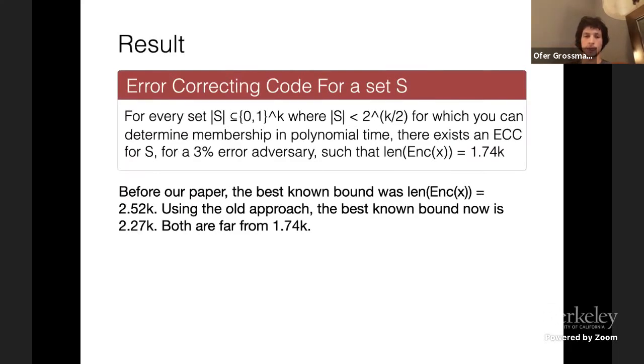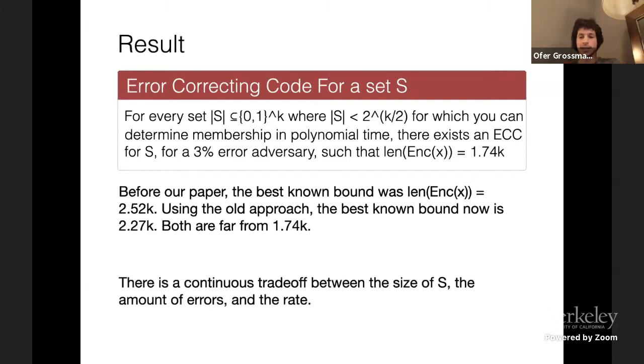So here's our result. Here I just picked parameters so there wouldn't be a bunch of weird expressions. We show, for example, that for every set S that's small enough, where you can determine membership in S in polynomial time, so given an X, you can tell whether it's in S or not in polynomial time, there exists an error correcting code for S for 3% errors that expands the message by a factor of 1.74. To compare with what was known before, the old approach gave 2.52. If you use this old approach of just using a normal error correcting code, not these error correcting codes for a specific set, then after our work you can get 2.27. But the main point is that they're both far from 1.74. So using this old approach gives you something much worse than the new approach.